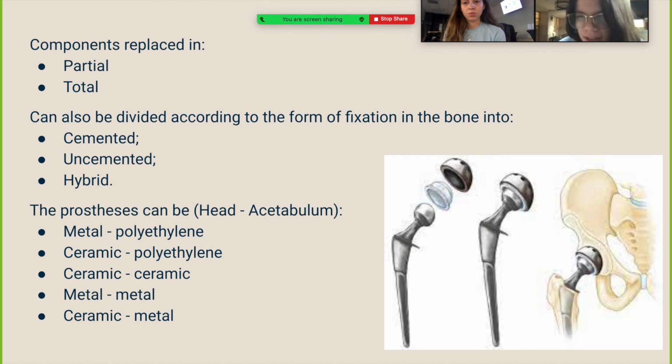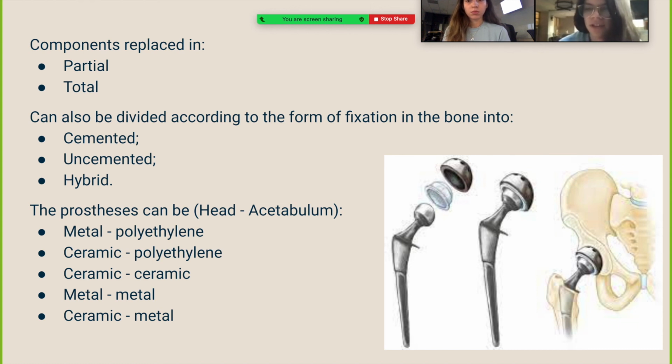There is cemented, when the components of the femur and the acetabulum are fixed in the bone by orthopedic cement. There's uncemented, where the components of the femur and the acetabulum are fixed into the bone by pressure. And then there's the hybrid, which is a combination of the two, where one part is fixed under pressure, usually the acetabulum, and the other is fixated with cementation, which is typically the femur.